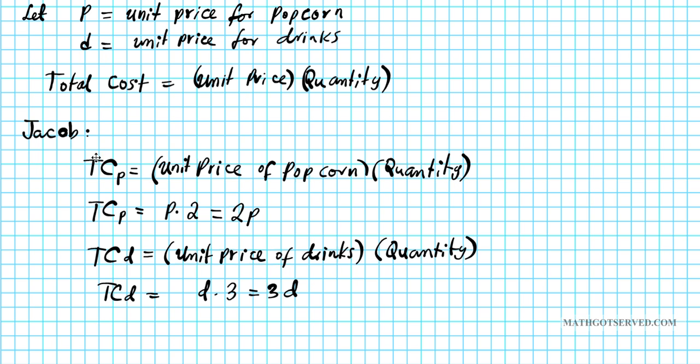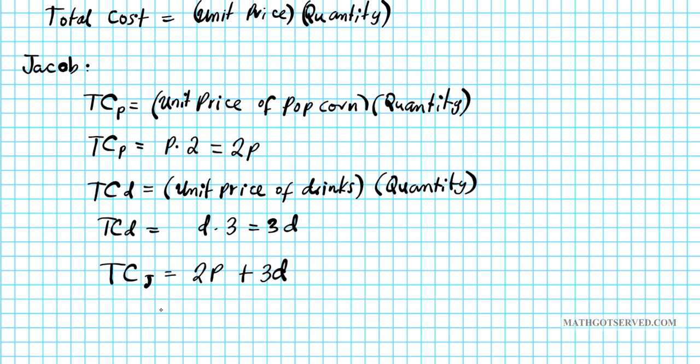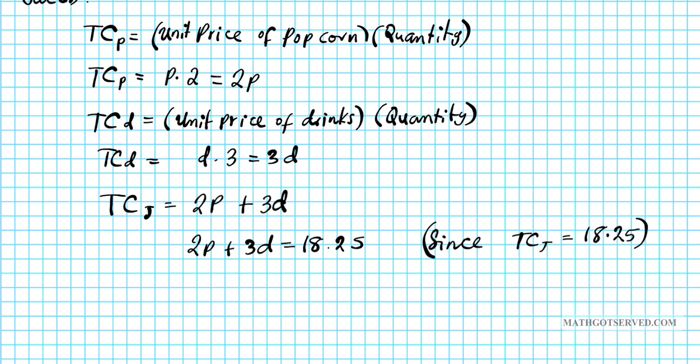Now what's the grand total for Jacob? Jacob has a total of $18.25. So the final total cost for Jacob is going to be 2P, the total cost for popcorn, plus 3D, the total cost for drinks. But we also know that the total cost for Jacob is $18.25. So we can write the equation 2P plus 3D is equal to 18.25, since the total amount of money that Jacob spent is 18.25. That's basically how you set up an equation. Before we go into Zachary's case, let me box our final result.